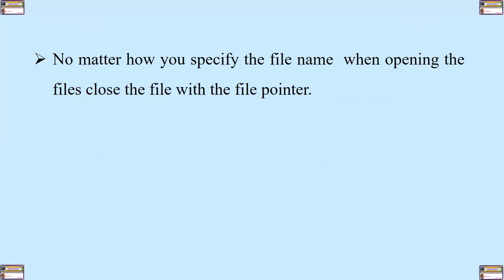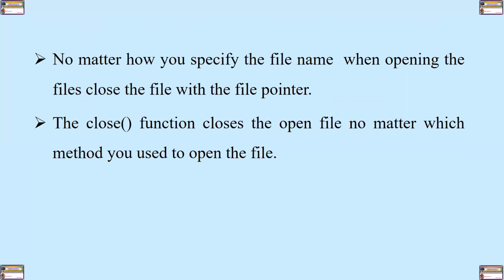No matter how you specify the file name when opening the files, close the file with the file pointer. The close function closes the open file no matter which method you used to open the file. So in other words, it doesn't matter the mode you open the file in, whether it was for writing, for reading, for appending, or any other, the close function will always close every file, regardless of the mode that was used.